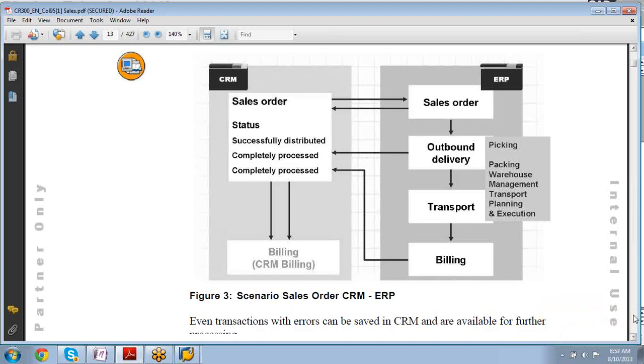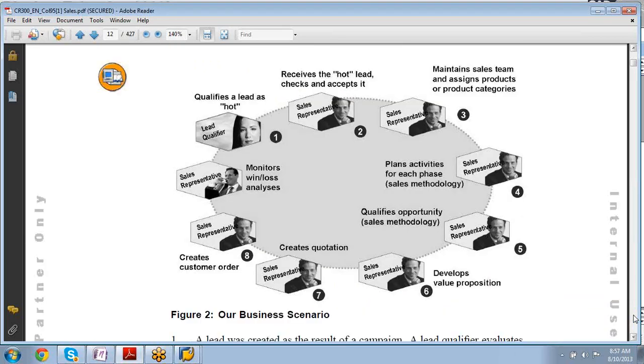Another takeaway should be this part. Whenever a stage 1 hot lead converts into a product, where the person buys it or converts into a customer, then the activities are planned for each phase. That's called sales methodology. So in SAP CRM sales, we have something called opportunity management.